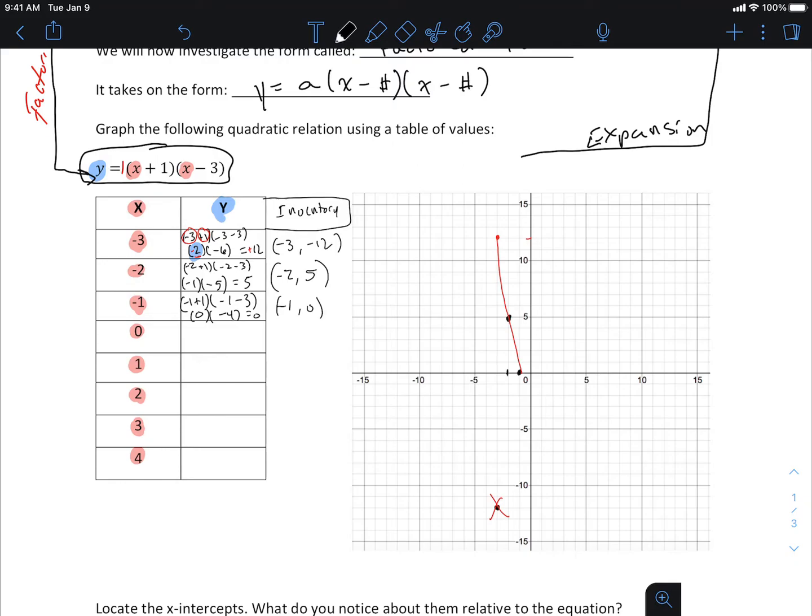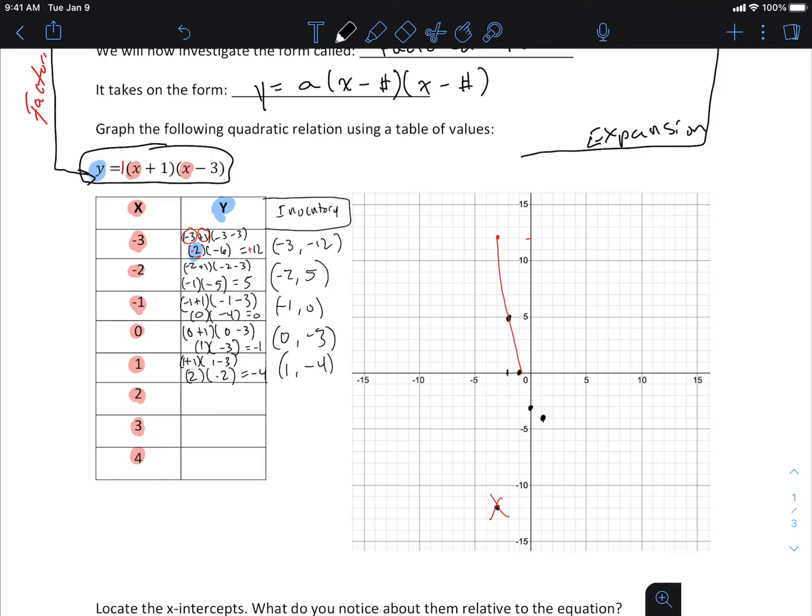Okay, so 0 plus 1 multiplied against 0 minus 3. Well, that looks like 1 multiplied by -3, which is equal to -3. And so our point here is 0, -3, which is right there. Okay, keep going. 1 plus 1 multiplied by 1 minus 3. That's going to be 2 times -2, which is equal to -4. So we get 1 and -4. It's right here. You can see it's starting to bottom out.